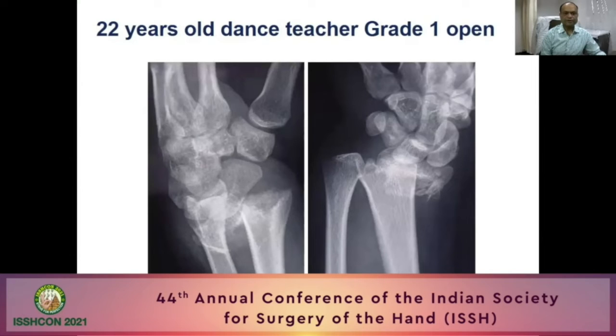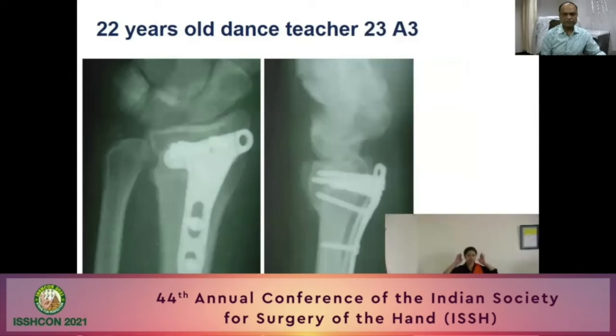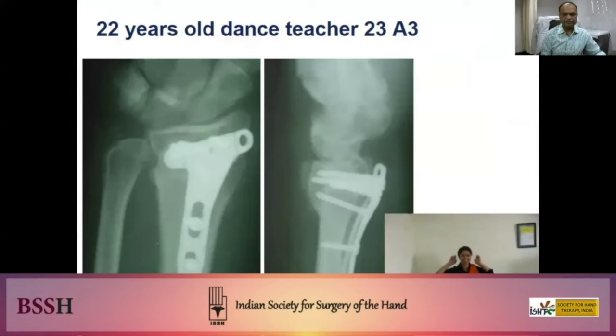This is an example of a 22 year old dance teacher with an A3 fracture who was treated by open reduction and a simple plate, and that's the function. She went back to her profession.